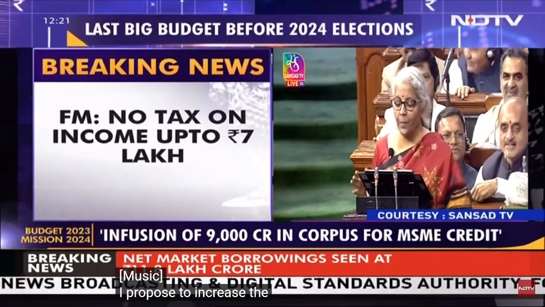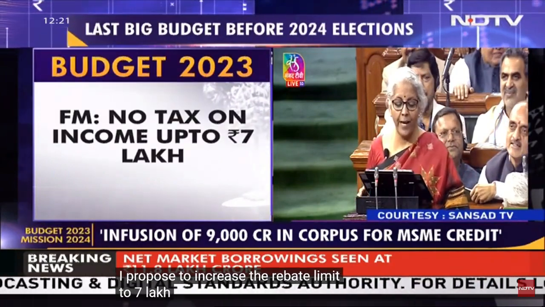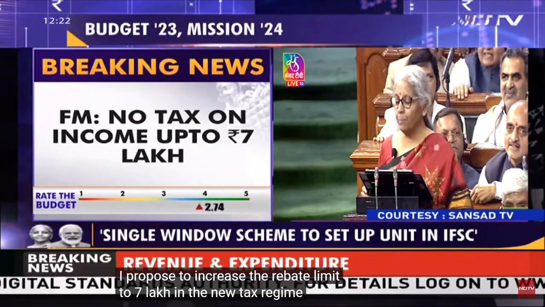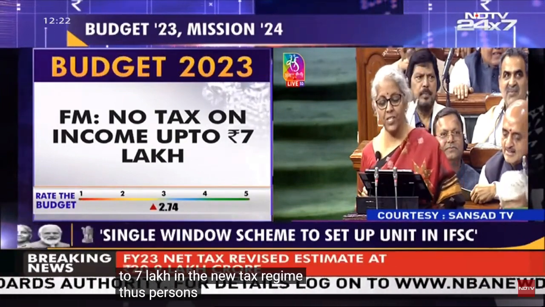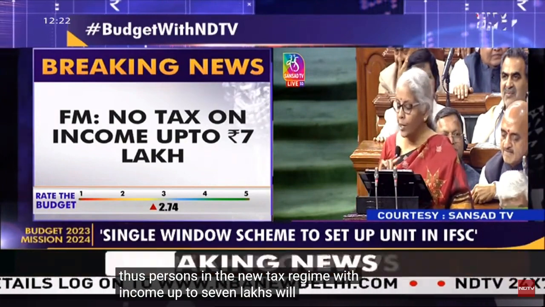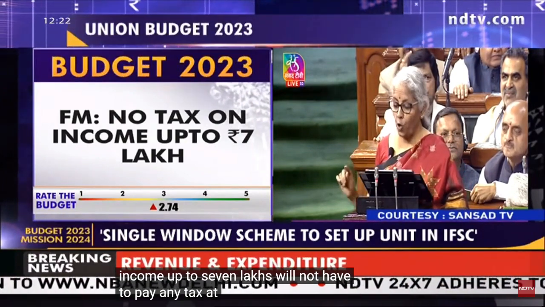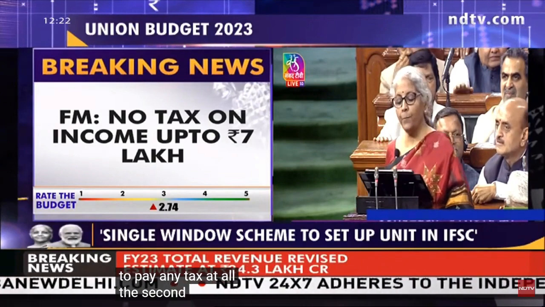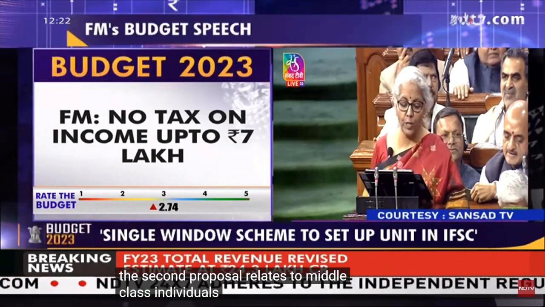Propose to increase the rebate limit to 7 lakh in the new tax regime. Thus, persons in the new tax regime with income up to 7 lakhs will not have to pay any tax at all. The second proposal relates to middle class individuals.